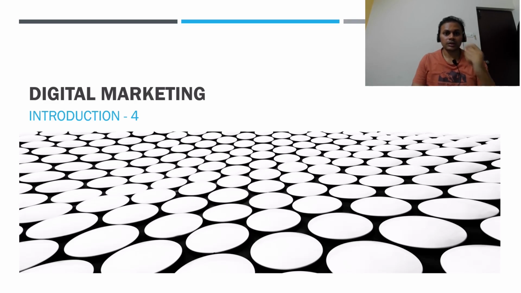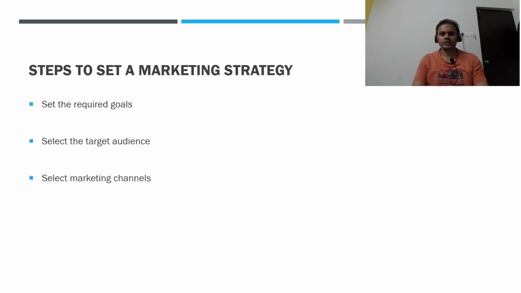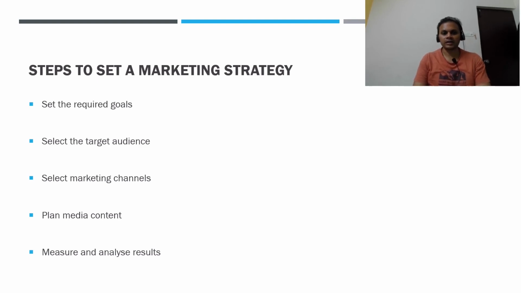Last week we had discussed steps to setting up a marketing strategy. They included setting the required goals, selecting the target audience, selecting the marketing channels, planning the digital media content, and measuring and analyzing results. We had also discussed how to go about setting up the required goals. This week we will be discussing selecting the target audience.